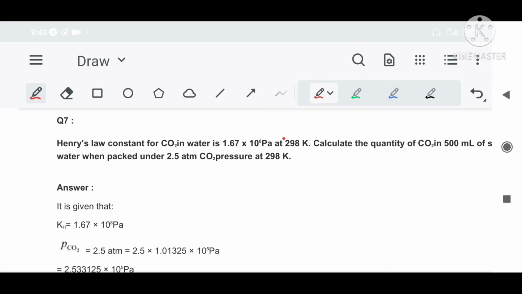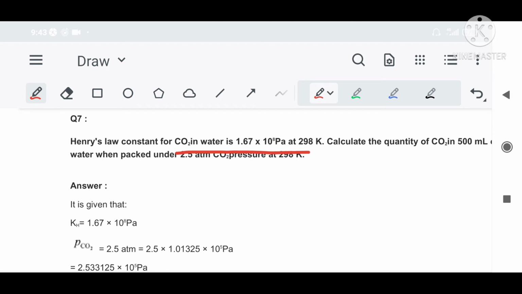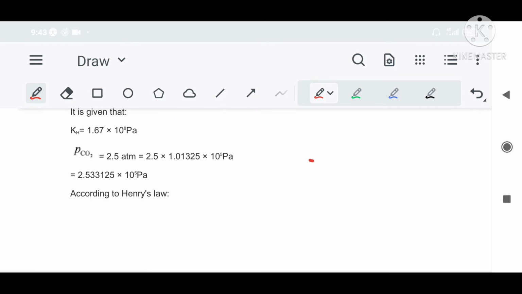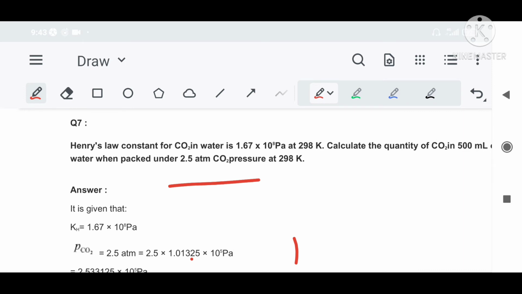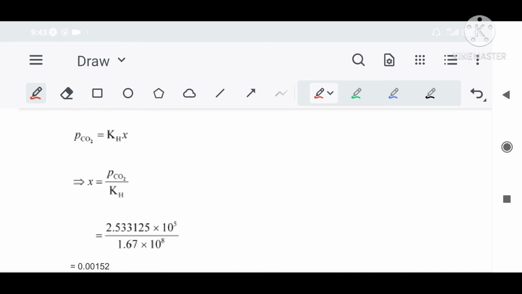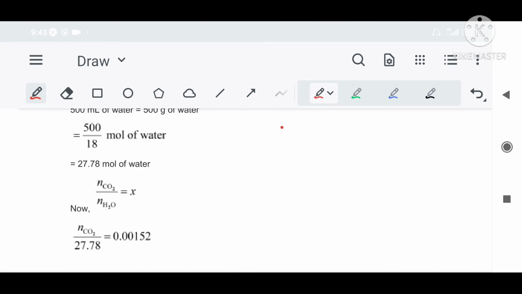Now the Henry's law constant of CO2 in water is given. Calculate the quantity of CO2 in 500 ml of soda water when passed under 2.5 atmosphere CO2 pressure at 298 Kelvin. So in this question also we have to find out the quantity of CO2, meaning the weight of CO2. By mole fraction we can find it using this formula, because Kh is also given here. So we can find it out.